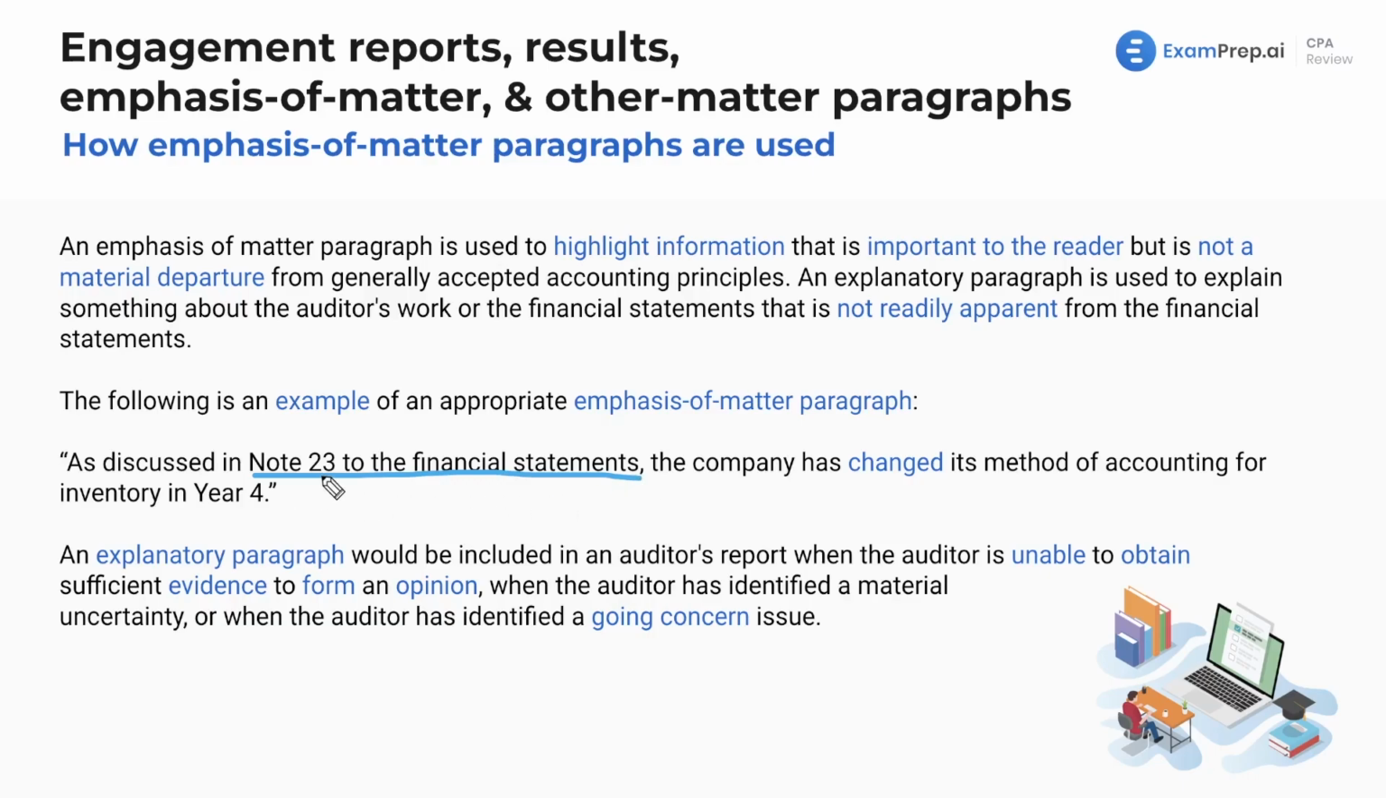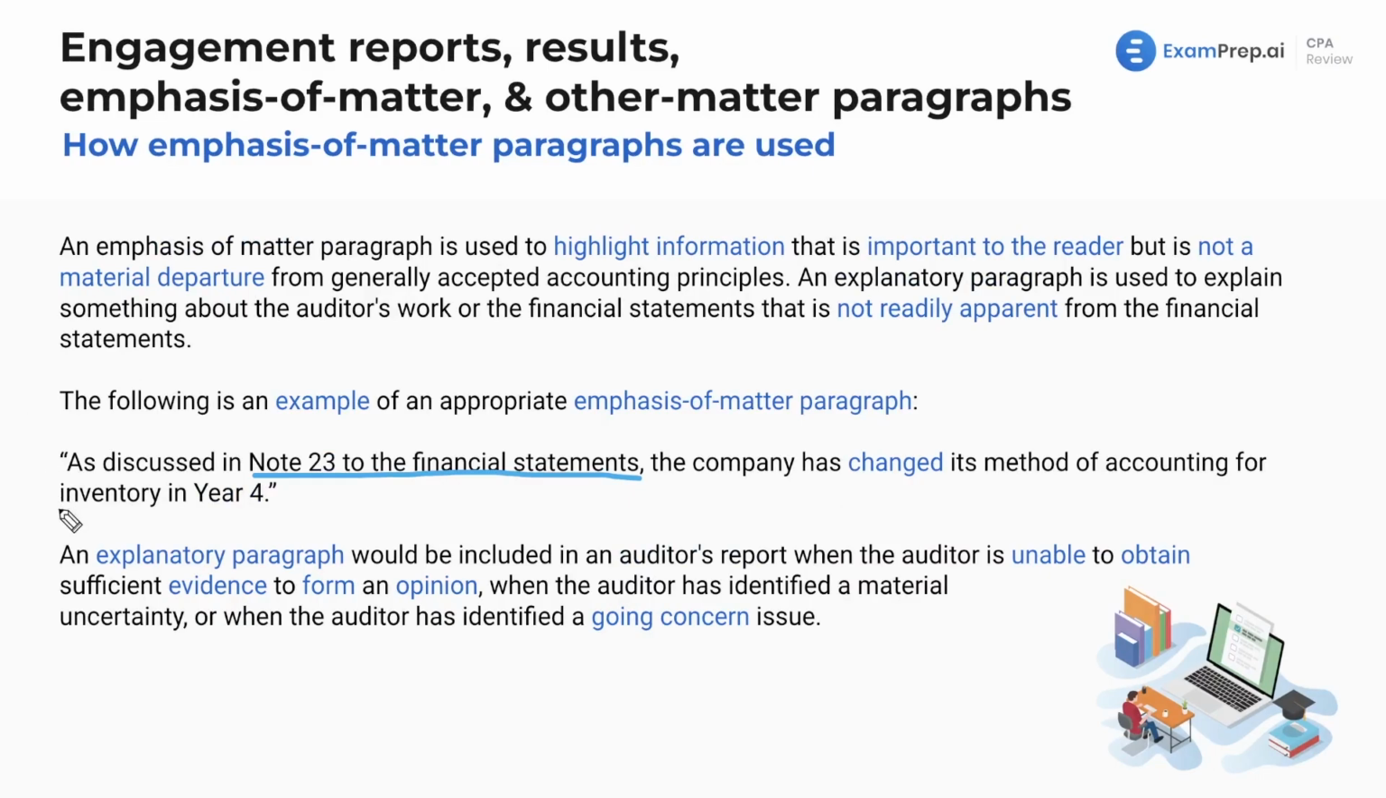Now, Note 23 to the financial statements might say that the company has changed its method of accounting of inventory for year 4. Now, that's pretty significant, especially if it's a massive manufacturing company. They have a lot of inventory. You as the auditor are going to want to include an emphasis of matter paragraph there and just emphasize, hey, make sure you check out this note. Make sure you do it. Otherwise, you may be skewed in your understanding of the financial statements.